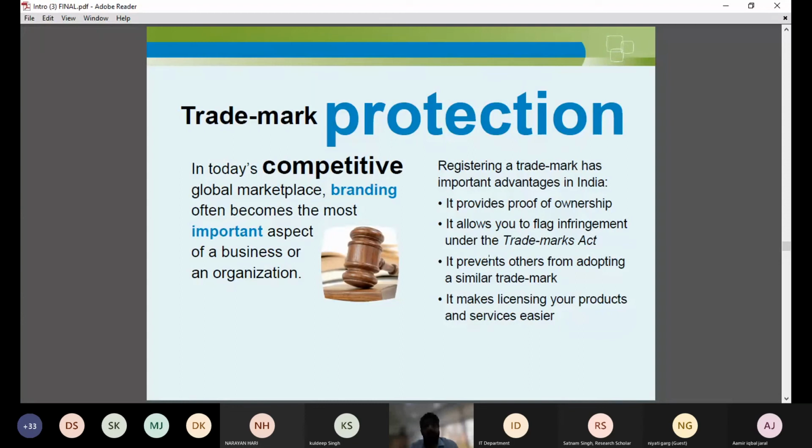Then it also prevents others from adopting a similar trademark. That means if you already have a registered trademark, you are the exclusive owner, so new companies entering the market will always try to avoid using a similar name to prevent legal battles, right? Then it also makes licensing your products and services easier, because licensing can only happen if you have the monopoly rights over the name, over the technology. So trademark is one of those things which can help you in licensing your products or services more easily.